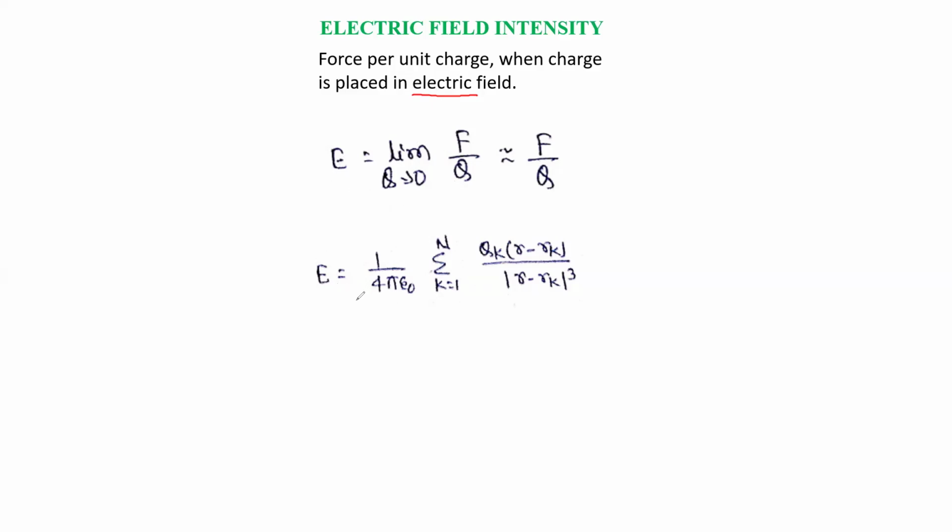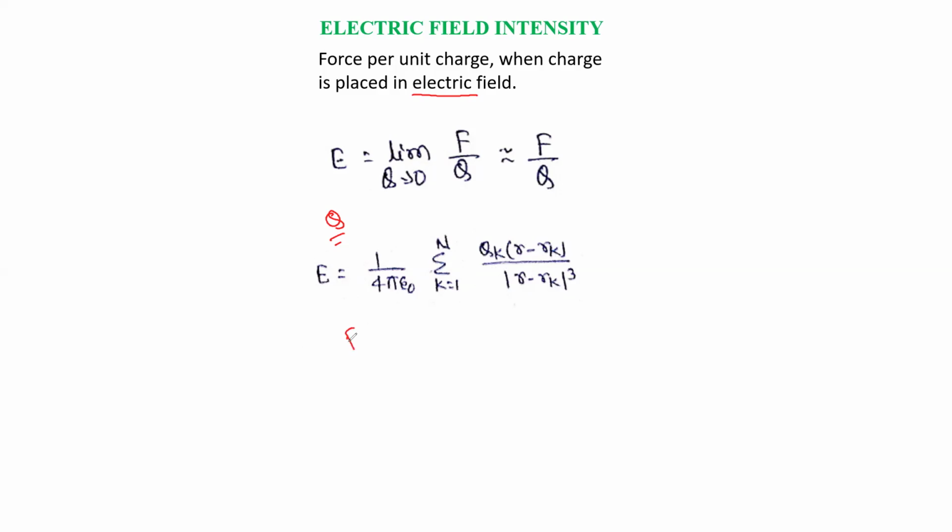In case of multiple charges, consider the force experienced by the charge Q. When the charge is available in the electric field, this is 1 by 4 pi epsilon naught, summation k equals 1 to N, and this Qk is the charge which is going to apply the force. Here again, R minus Rk involves position vectors: R is the position vector of this charge Q, which is going to experience the force, and Rk is the position vector of the particular charge, and the denominator is the magnitude of R minus Rk, cubed.